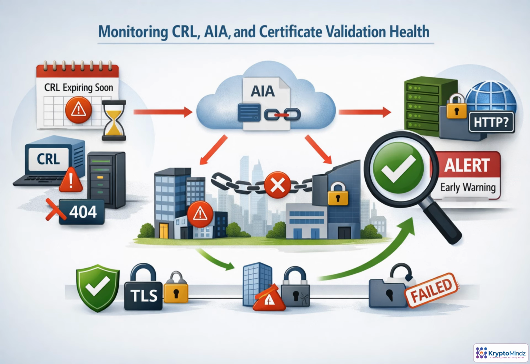Certificate validation usually fails at the client when it can't reach what the certificate points to. Every CRL and AIA URL is a dependency that must stay healthy. Treat these endpoints like critical services. Test them from the same networks your clients use, verify HTTP and file share accessibility, and track CRL expiration closely. You want alerts while everything still appears to work, so you can publish new CRLs or fix endpoints before users ever see broken TLS.